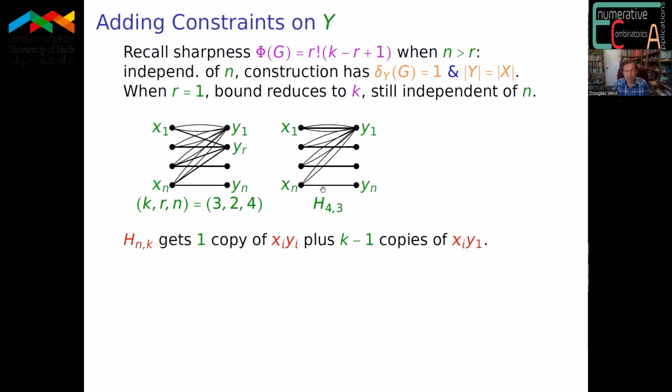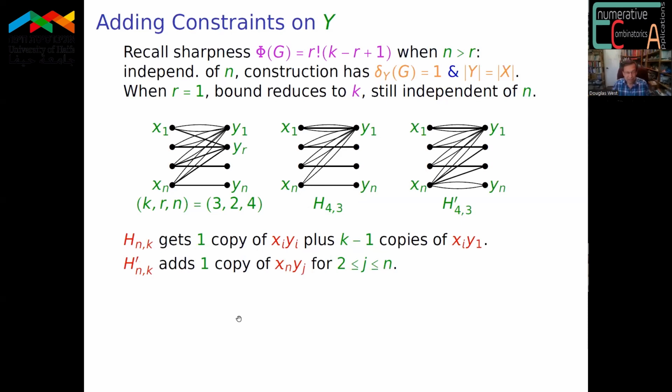And there is a maximum matching that covers X. So here I've used 1 copy of each x i, y i, and k minus 1 extra copies joining each vertex to y1. And here's a slight modification of that, where I made all these guys y2 through yn adjacent to xn. I did that in order to bump up the degree of vertices in Y to 2.